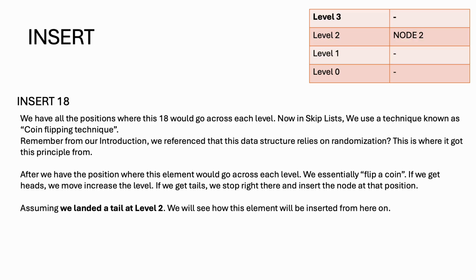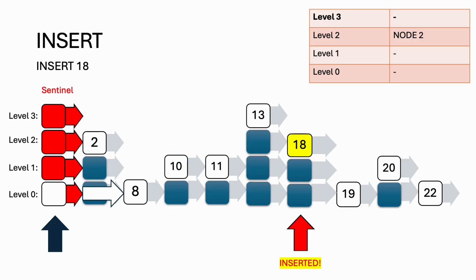Now in the skip list, we use a technique known as the coin flip technique. Remember, from our introduction, the data structure relies on randomization. We essentially flip a coin. If we get heads, we increase the level. If we get tails, we stop right there and insert the node at that position. Assuming we have landed at level 2, we'll see how this element will be inserted. 18 should go between 13 and 19. But how tall should the new node be?